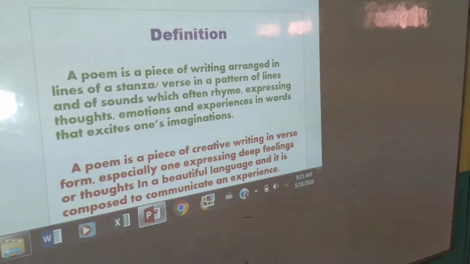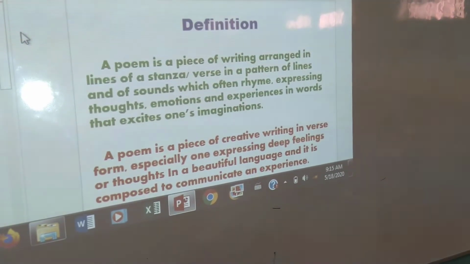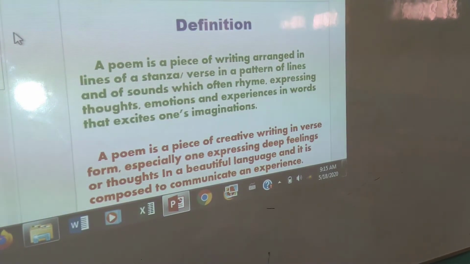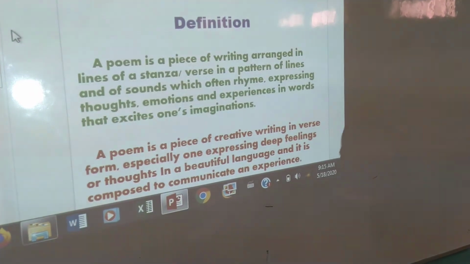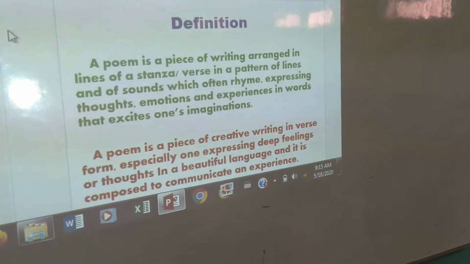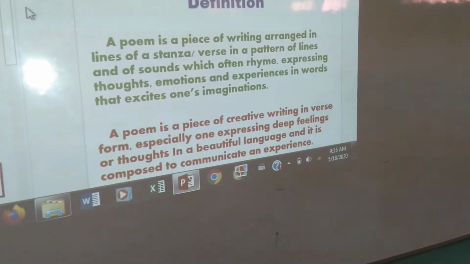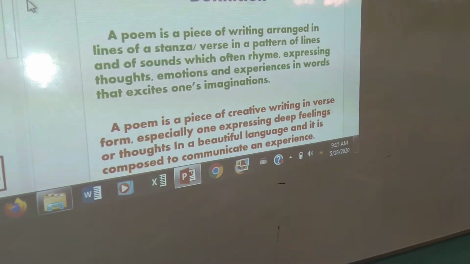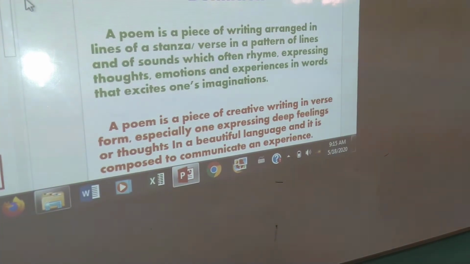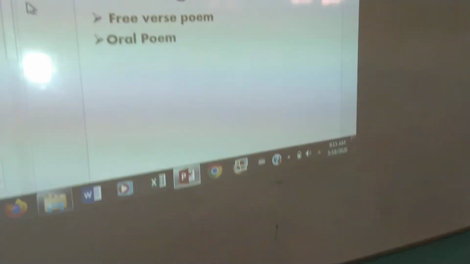important aspect. Just by the way, let's define a poem in this context as a piece of writing arranged in lines of a stanza or a verse in a pattern of lines and of sounds which often rhyme, expressing deep thoughts, emotions, and experiences in words that excite one's imagination. You can still define a poem as a piece of creative writing in verse form, especially when expressing deep feelings or thoughts in a beautiful language, and it is composed to communicate an experience.